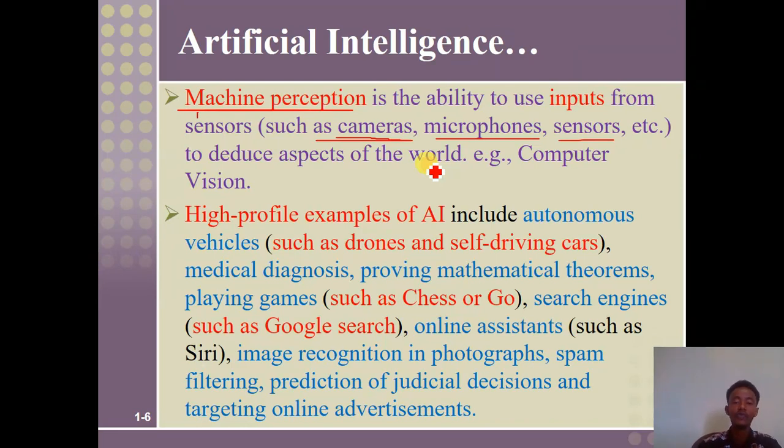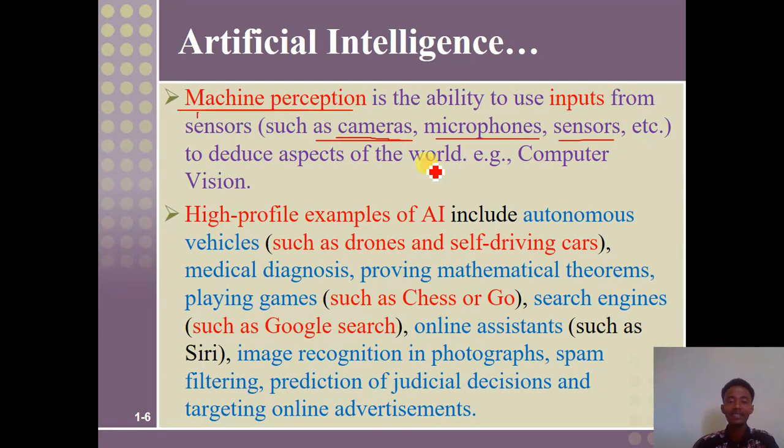Another one is proving mathematical theorems. The application or agent which is able to prove a mathematical theorem is also considered artificial intelligence. Playing games such as chess or Go are also examples of artificial intelligence devices. Search engines, especially Google Search by itself, are a good example of artificial intelligence devices.